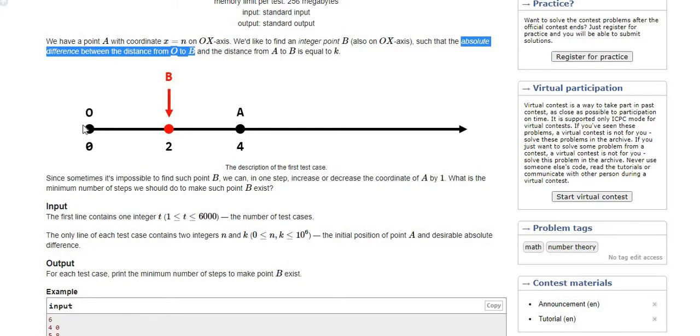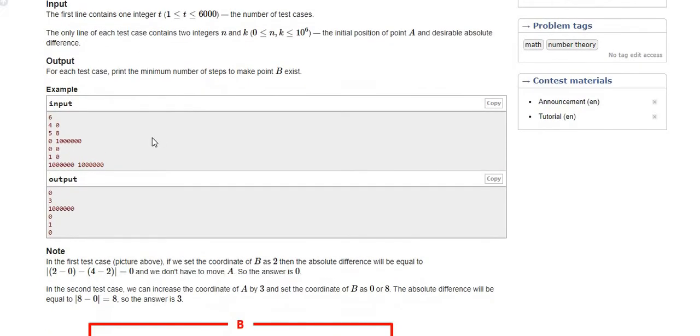If you take a look at this diagram, this O is always at the 0th place. So we have to find the distance between 0 and B and the distance from A to B, which has to be equal to the K value. So let's take an example, it will give us more clarity.